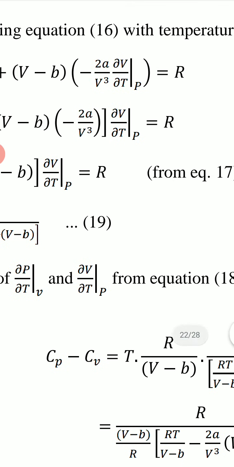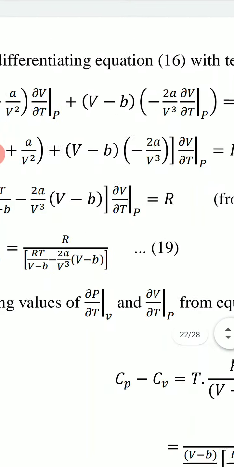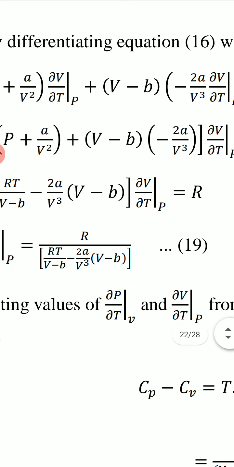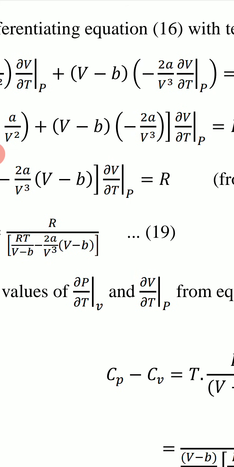And this is equal to R. Differentiation with respect to T, differentiation of V with respect to T is equal to R. In right hand side we have RT, differentiation with respect to T gives R. In left hand side we have the two terms of delta V upon delta T at constant P. This is taken common, and the remaining terms with it are P plus A upon V square plus V minus B into minus 2A upon V cube.